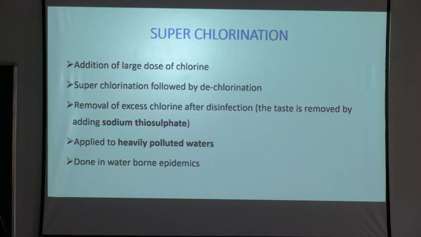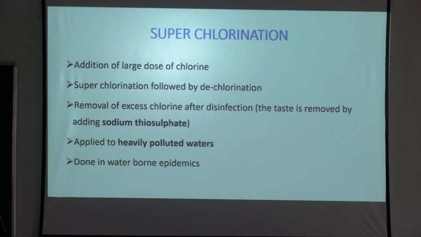Now what is superchlorination? Sometimes waters are very polluted. In those extremely polluted waters, doing estimation, adding some chlorine, again doing estimation, adding some more chlorine, is a very tedious process. So what we can do is add huge amounts of chlorine, at the end of which there will definitely be some free chlorine present. That is known as superchlorination.